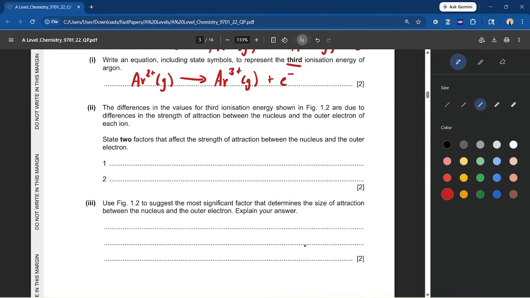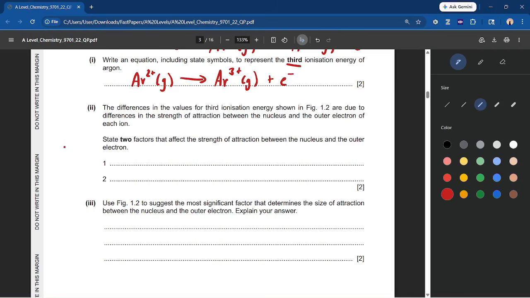Next question. The differences in the values for third ionization energy shown in figure 1.2 are due to differences in strength of attraction between the nucleus and the outer electron of each ion. So that's interesting. State 2 factors that affect the strength of attraction between the nucleus and the outer electrons.